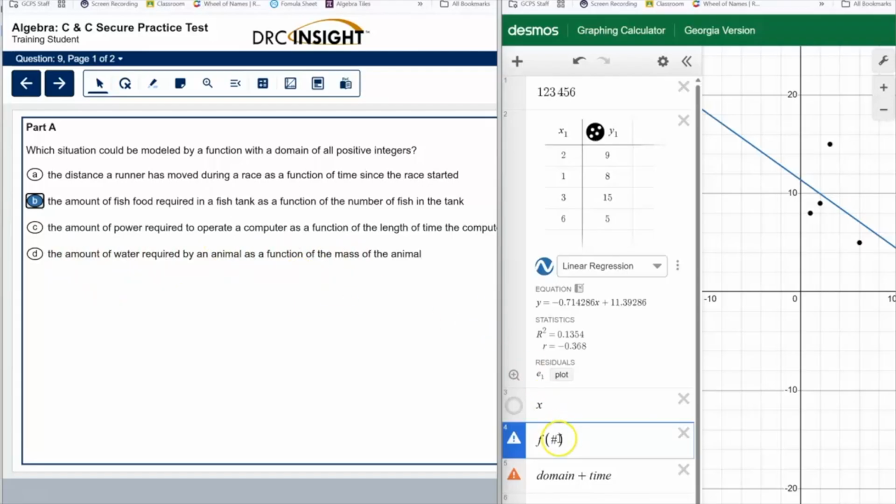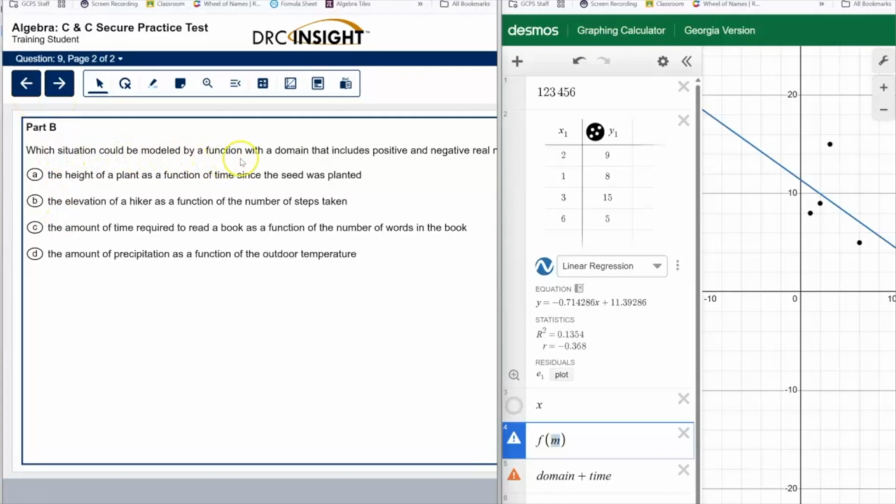The amount of water required by an animal as a function of mass. Okay, function of mass, M for mass, so how much you weigh. Can you have decimals in weight? So I weigh 120, what do you guys do in America? I think not kilograms, pounds. 120 pounds. Can I have 120.5 pounds? Yes, I can weigh 125.5 pounds. So that makes it continuous because it's between the whole numbers. So this is not positive integers because I can have decimals. The only one that it has to be is the fish one right here.